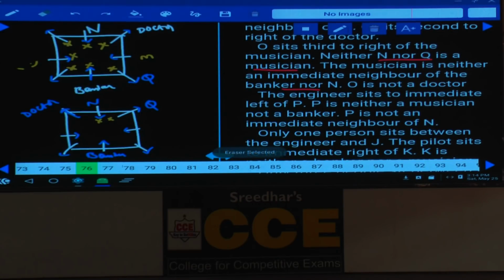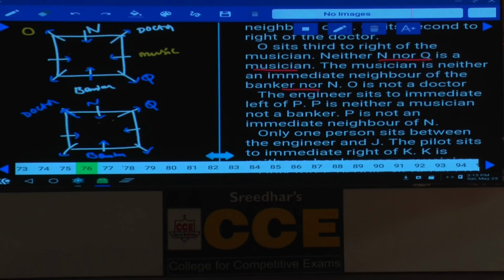Then what is the only possibility left over here? Now the musician is in between Q and the doctor. Are you following this one or not? The musician is between Q and the doctor. Hence, this person is a musician. If this person is a musician, O sits third to the right of the musician, O is here.